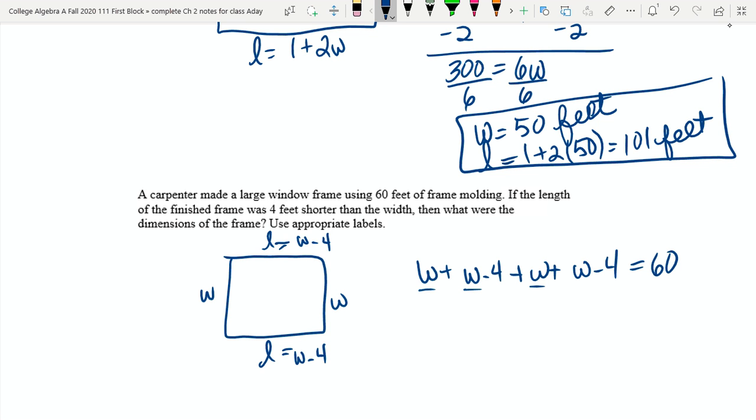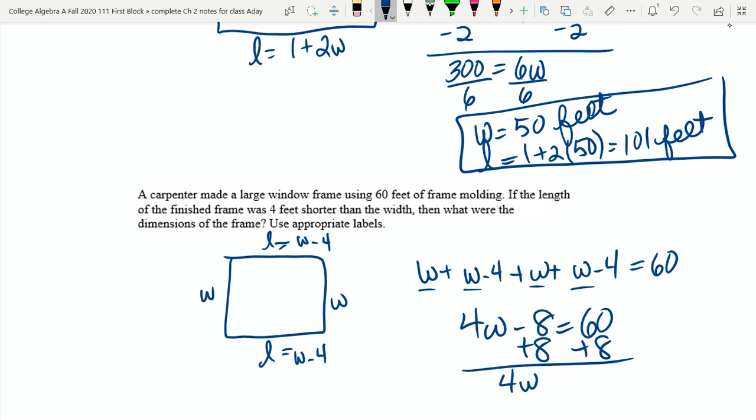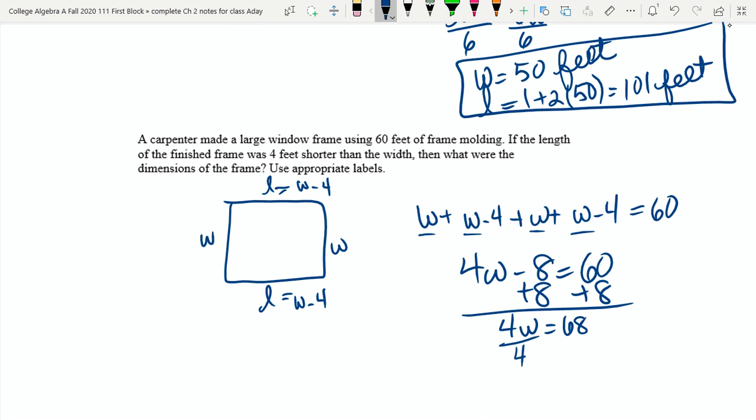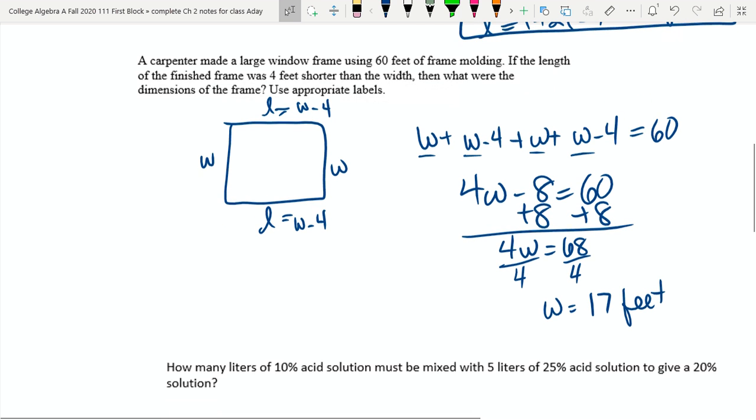Combine your W's. So we have 4W minus 8 equals 60. Add 8 to both sides. 4W gives you 68. Divide by 4. W equals 17. That's going to be 17 feet. We know the length is 4 feet shorter, so 17 minus 4 would be 13 feet.